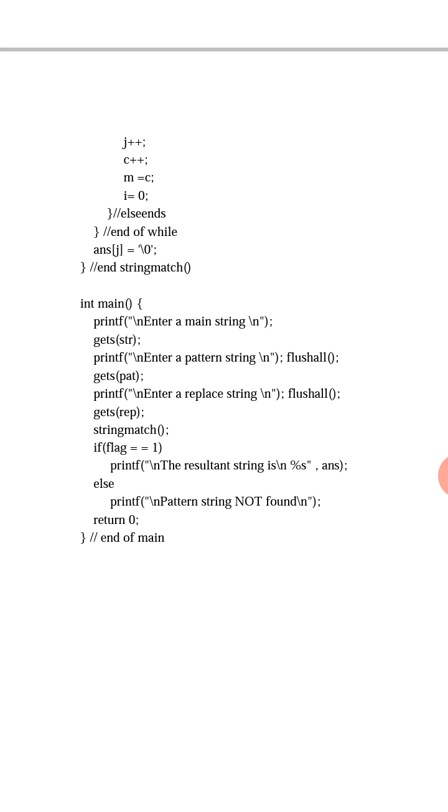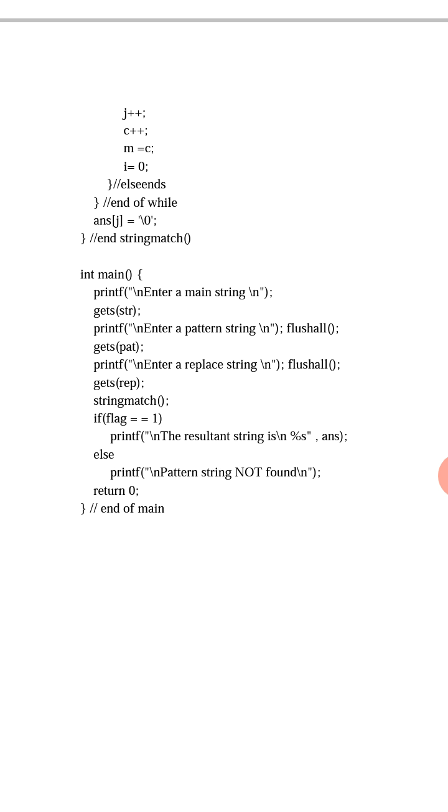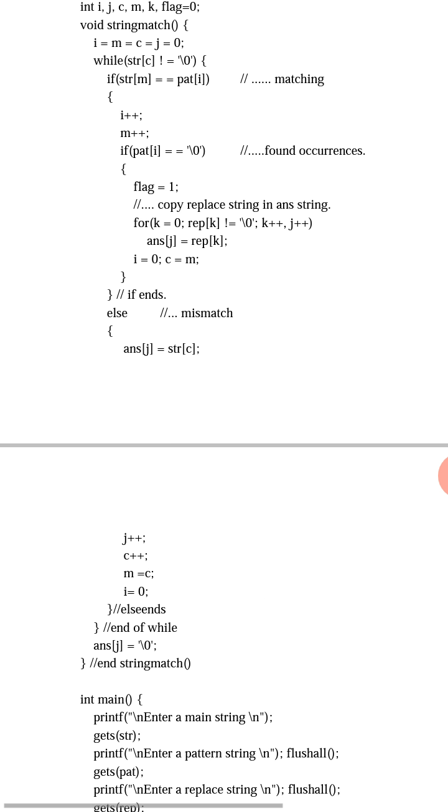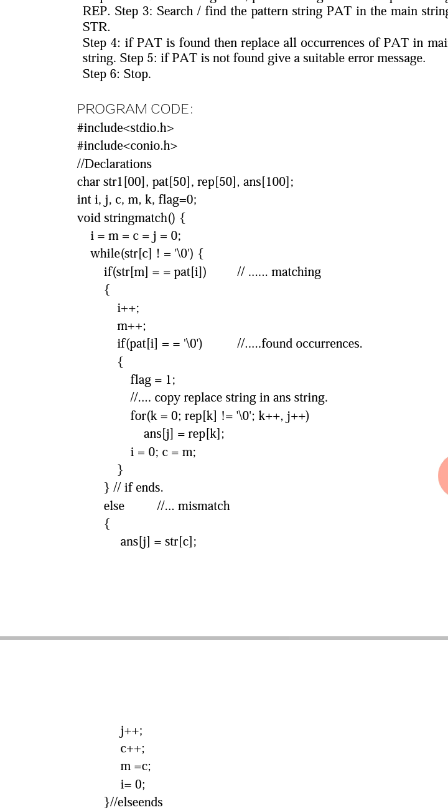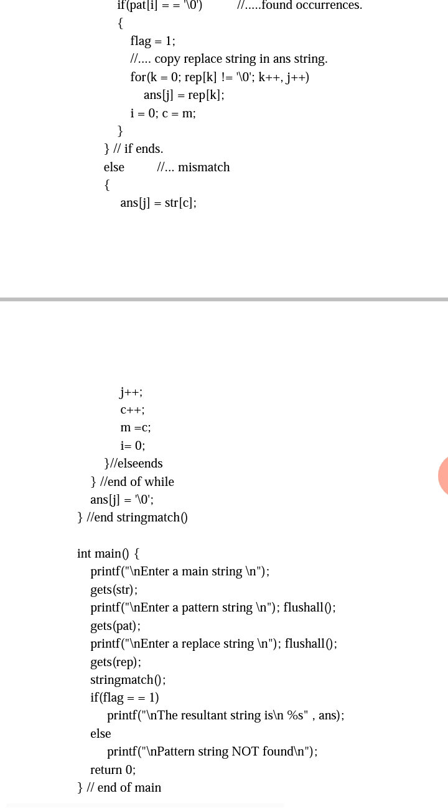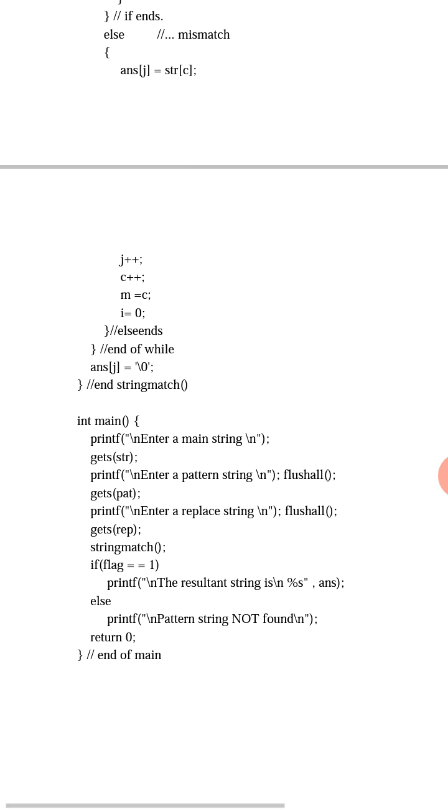Hence, it is not necessary for us to pass any of these strings to my function, that is string match, because in string match I can directly extract that information as they are defined globally. And once I call string match, I will check the value of flag. Again flag is also declared globally, and after observing the logic, we came to know that the flag value will be equal to 1 if and only if the pattern is found in the main string.